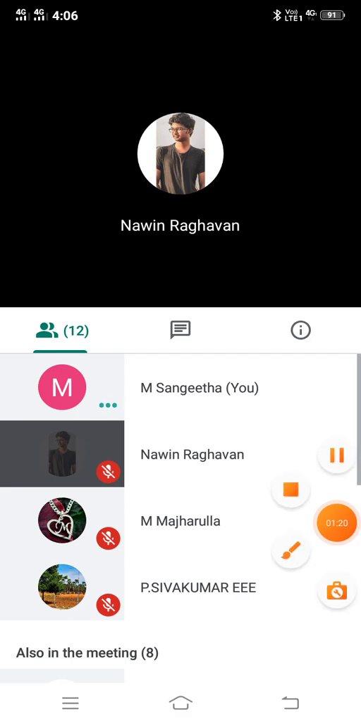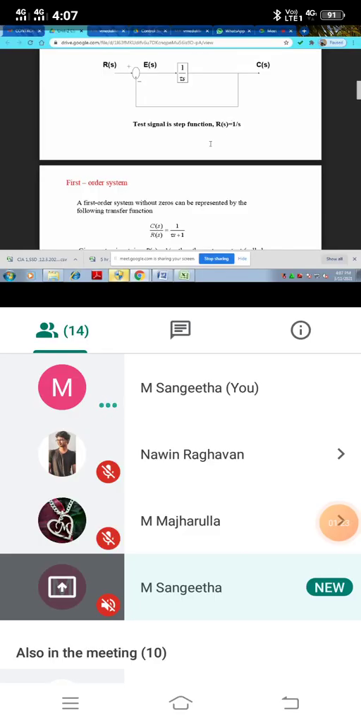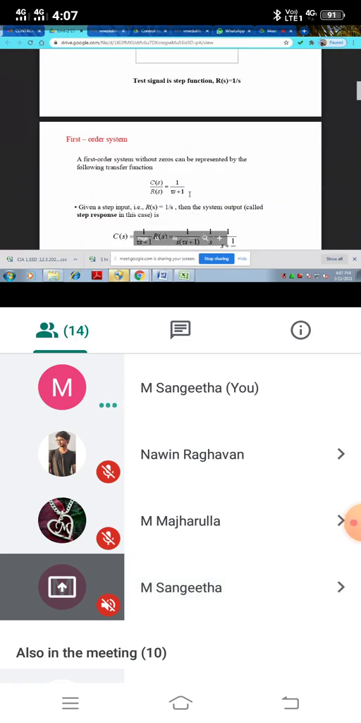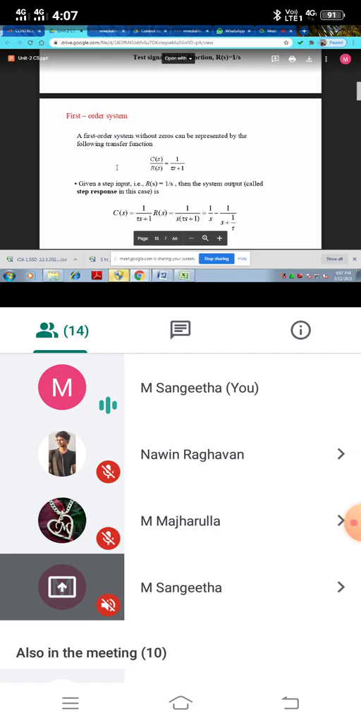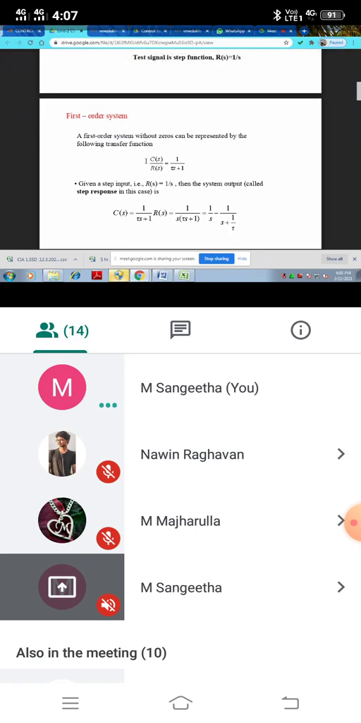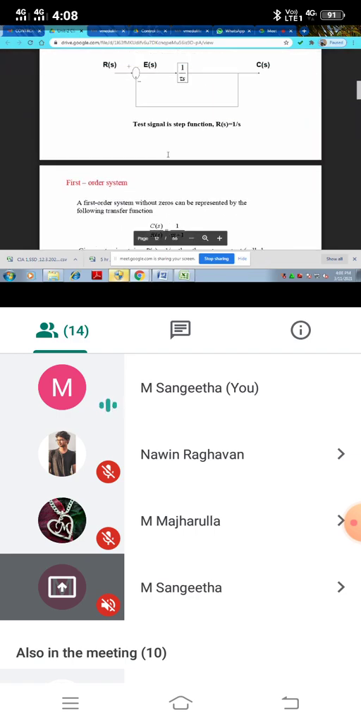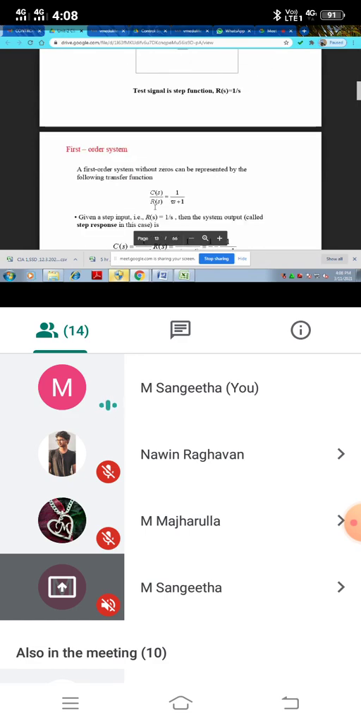Next, this block diagram has to be reduced. If we approach the block diagram reduction, we must solve the transfer function of this block. So what is the transfer function formula? Kindly recall the transfer function formula: Laplace transform of output by Laplace transform of input with zero initial condition.